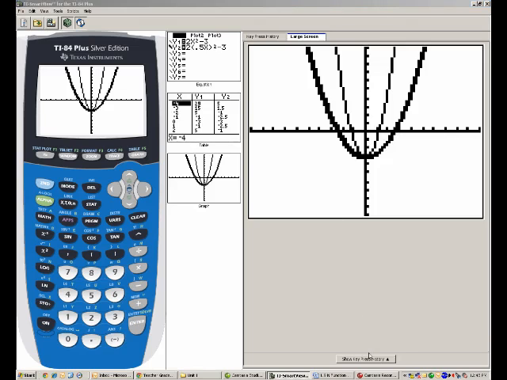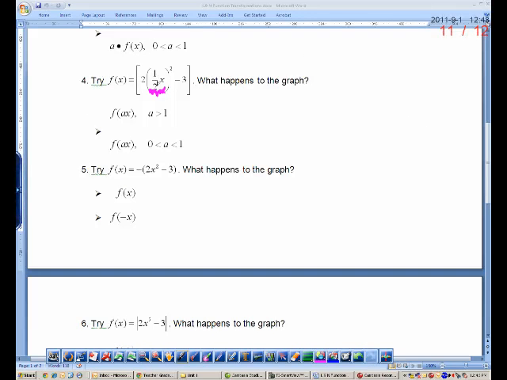Now, when we see 1/2 times x, do we think it's going to be a stretch or a compression? Think it's going to be a compression, right? Because it's a fraction. But remember, when things are on the inside with the x, they get really weird and they go opposite. Oops, wrong one. Sorry. That's not the one we're doing. We're doing this one. Okay? So, this one caused a horizontal stretch.